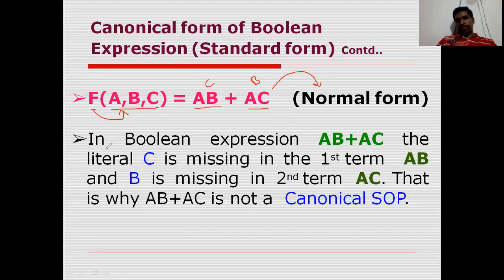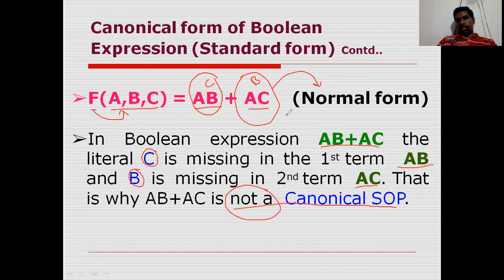See the explanation I have given here. In the Boolean expression AB plus AC, the literal C is missing in the first term AB. Likewise, in the second term AC, B is missing. That's why it is not a canonical SOP. It is very, very important.